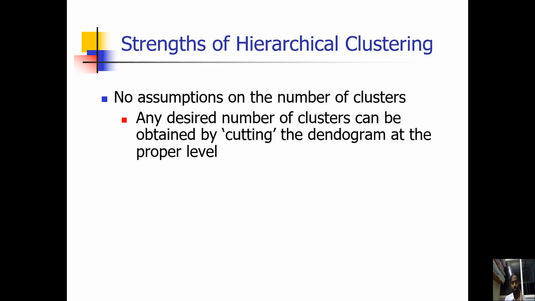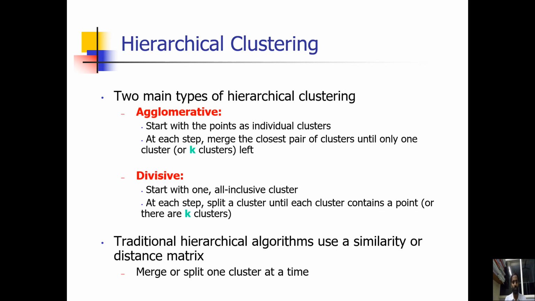Okay, so the strength of hierarchical clustering is that there is no assumption on the number of clusters. We can stop the number of clusters at any point. For example, if k equals 2, or k equals 3, or k equals 1, at any point we may stop. There is no assumption for the number of clusters.